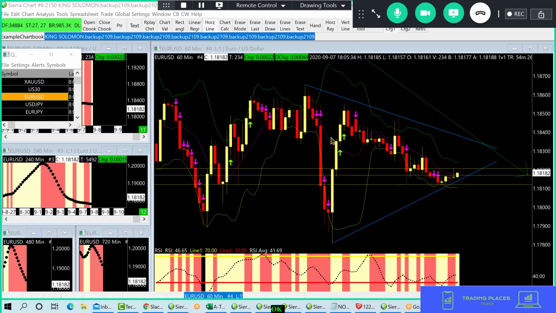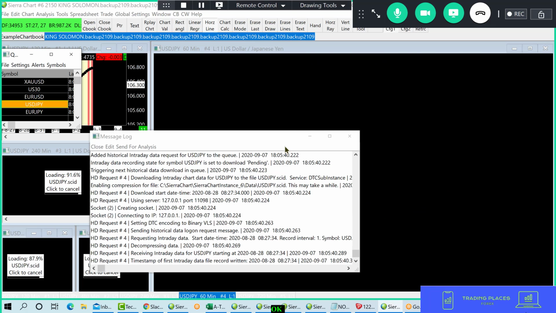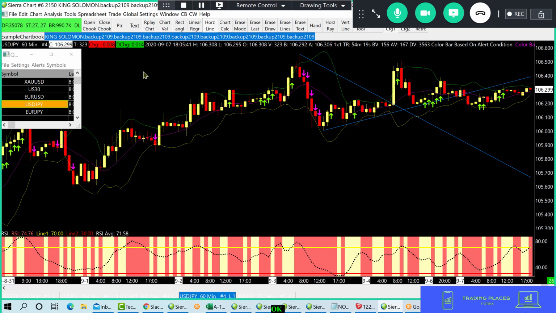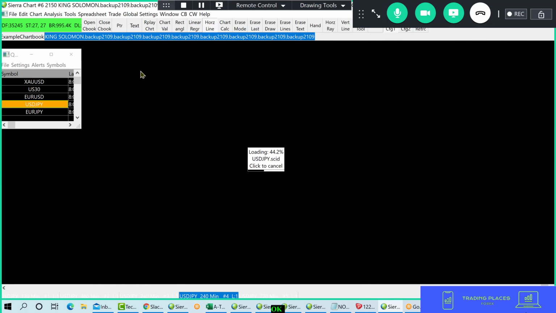Okay, let's look at about two or three more trades. Get back to business here. Dollar Yen. Let's go look for some trades here. How do we do that? We do that on the 120-minute candle, higher time frame. Actually, let's go to the 240. That's what we really should be doing.